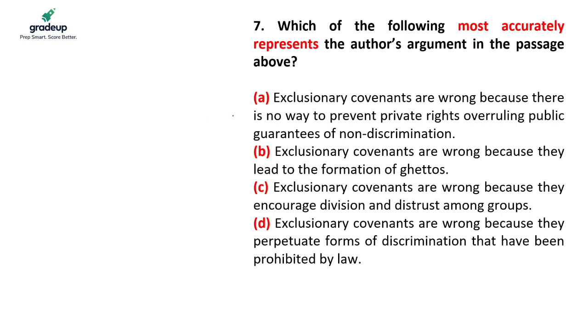So let's see. Exclusionary covenants are wrong because there is no way to prevent private rights overruling public guarantees. No, he gives a solution. Exclusionary covenants are wrong because they lead to the formation of ghettos. Again, formation of ghettos is not given in the passage at all. Exclusionary covenants are wrong because they encourage division and distrust among groups. Now, this is only one part of the problem. We are talking about courts coming into play. Exclusionary covenants are wrong because they perpetuate forms of discrimination that have been prohibited by law. This is correct.